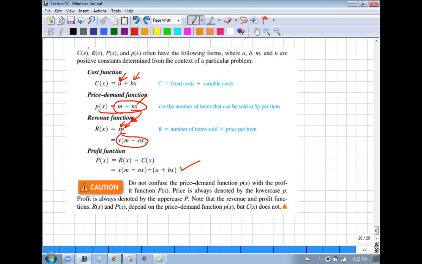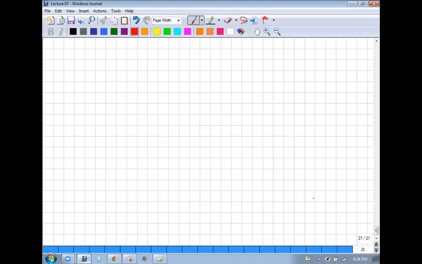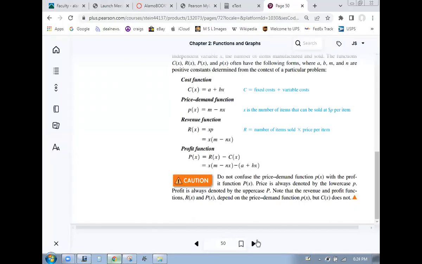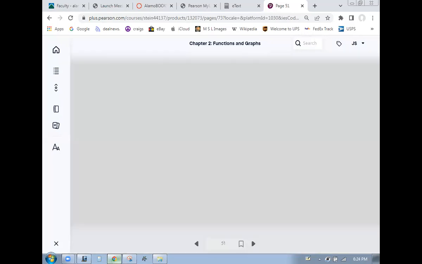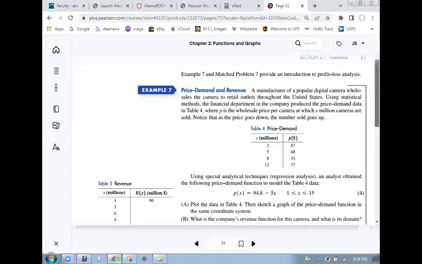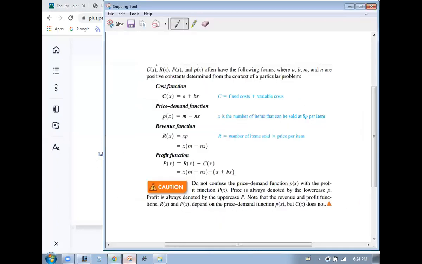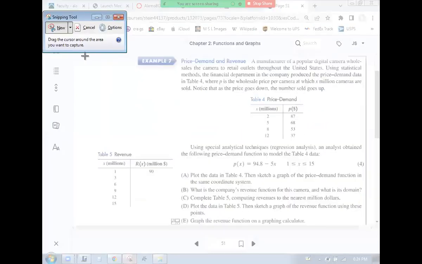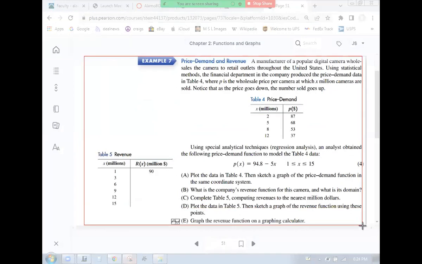Note the revenue and profit functions R and P depend on the price demand function, but the cost does not. Yeah, the cost doesn't care about how many items you can sell at a certain price. The cost is just the cost. You can make too many, or you can make not enough to sell. So we can make sense of this thing. Maybe we'll figure out what m and n are here in this example.